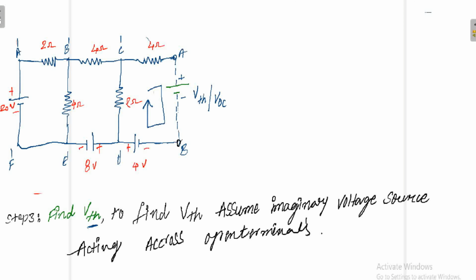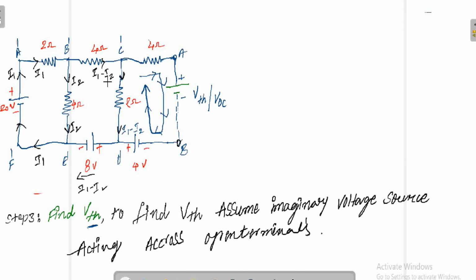Before that, continue with the current directions we denoted previously. So in this section, step 3, what we have done is just assumed a VTH, that is, the open circuit voltage, an imaginary voltage source acting across the open terminals. And here remember this point.